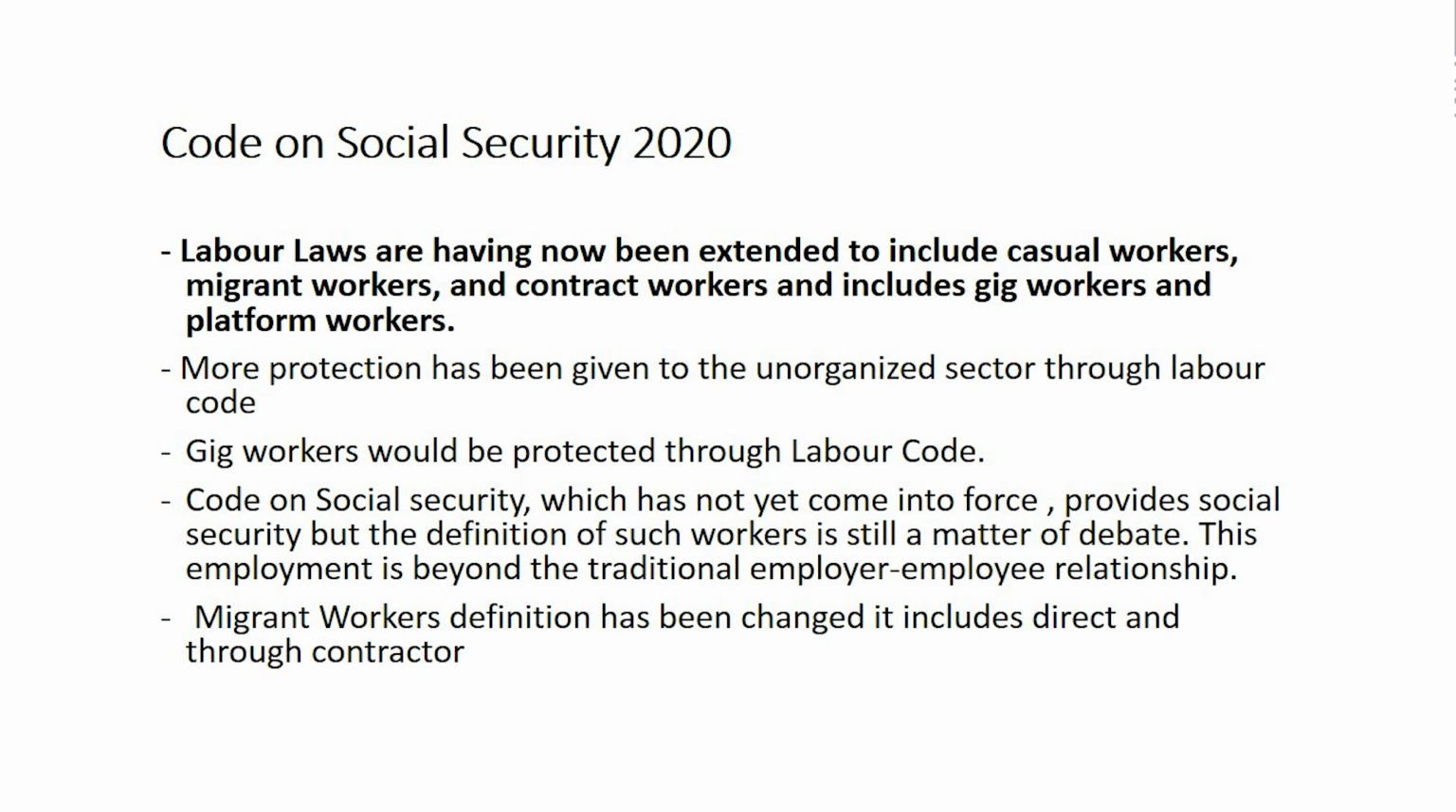So now more coverage has been given to this sector through the codes. Gig workers have been protected, as already discussed. Now the definition of migrant workers has been changed, and it includes those coming directly and through a contractor. Earlier, only someone coming through a contractor would be considered a migrant worker, but now someone coming directly also comes under the definition, and the protection would be given to the migrant worker whether he comes directly or with a contractor.